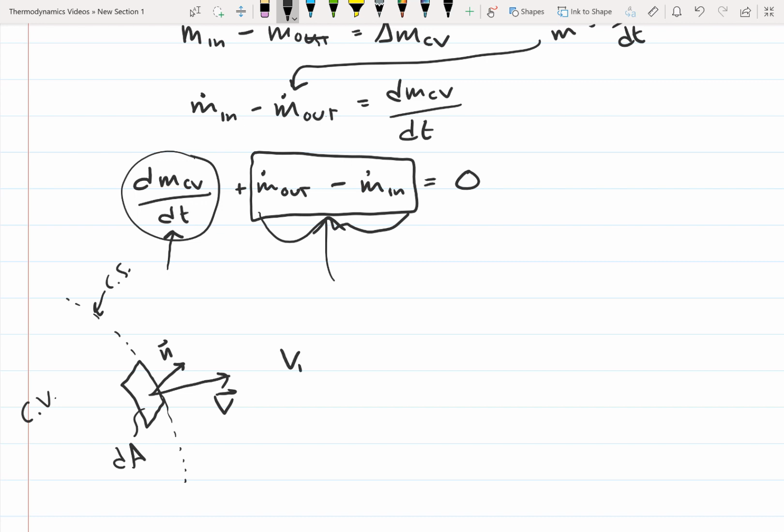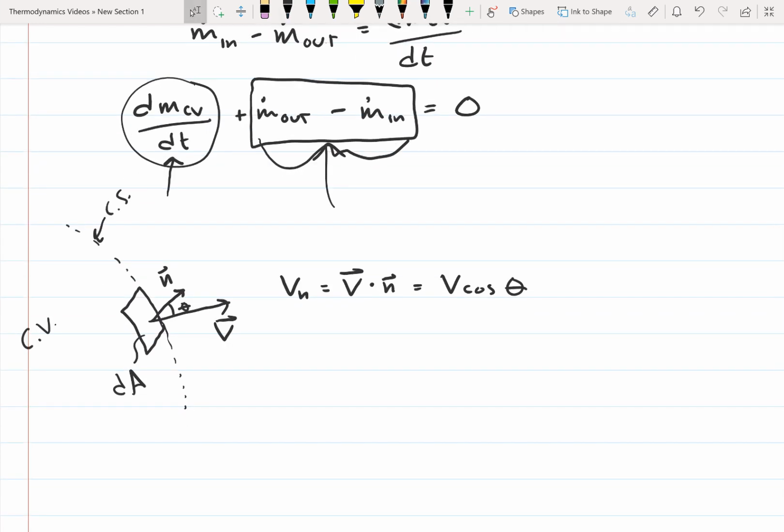So the normal component of the velocity is equal to the dot product of the velocity vector with the unit normal vector, and this is equal to the magnitude of the velocity multiplied by the cosine of theta. And this is theta right here.